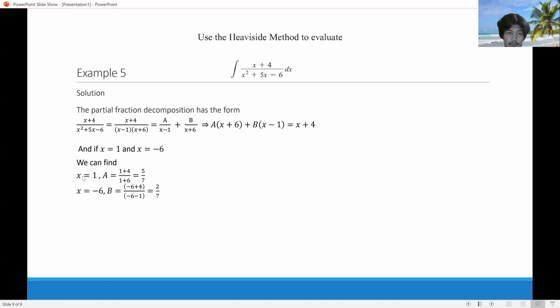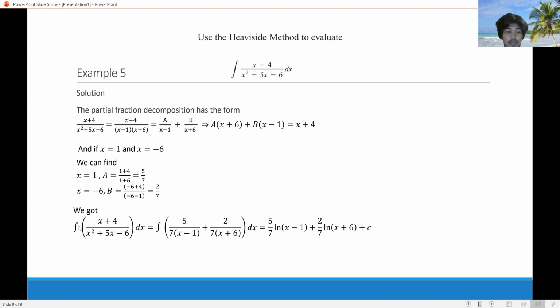If x is equal to 1, we plug it into this partial fraction by covering x minus 1. If we plug x equal to 1 in here, there will be 0, so we cannot plug it in. So a will be equal to 1 plus 4 over 1 plus 6, which is 5 over 7. And for x equal to minus 6, we cover this part, plug minus 6 in here, and get minus 6 plus 4 over minus 6 minus 1, which is equal to 2 over 7.